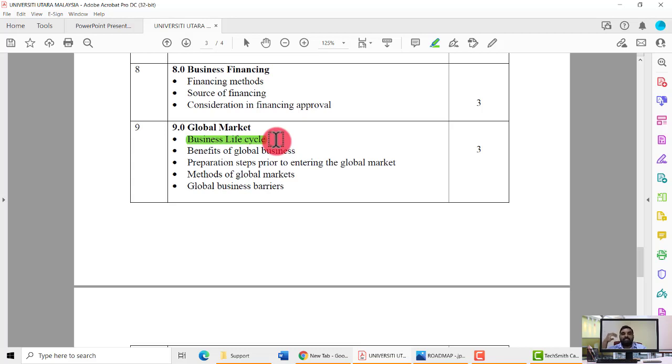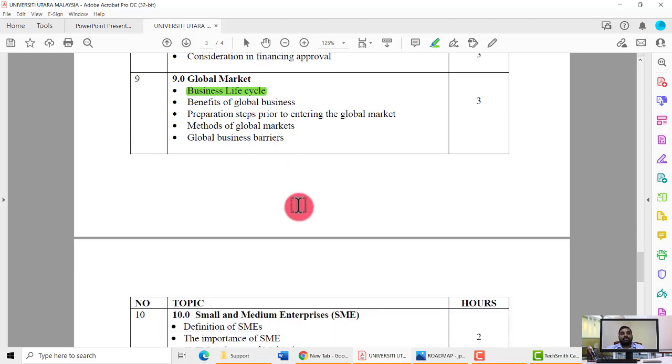There are so many global business barriers. Sometimes the barriers could be from the government, for example tax, sometimes subsidy. Sometimes there are trade barriers, like embargo and so on. You will learn all of this in this topic.